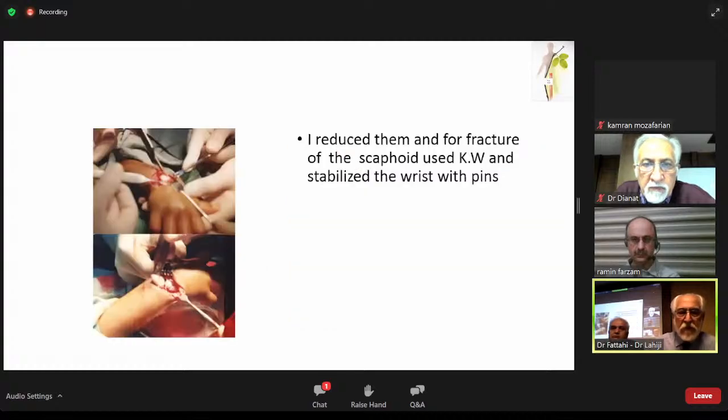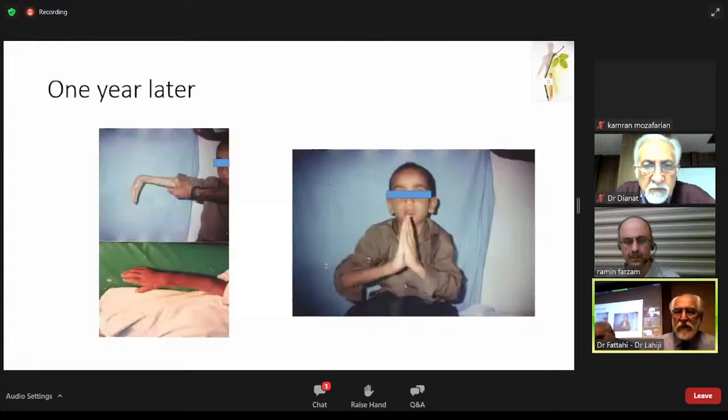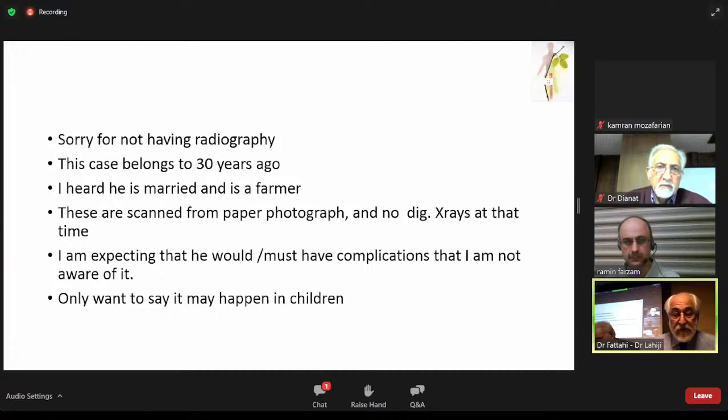So with a dorsal, transverse approach, I reduced the scaphoid and lunate and put several pins that you may see here. And after 1 year, I followed up the patient. As you may see, there is a slight limitation of the dorsiflexion, but the volar flexion was good. I haven't seen the patient since then, but I have known that he's a farmer. He's living in Bashagad, which is a primitive kind of life.